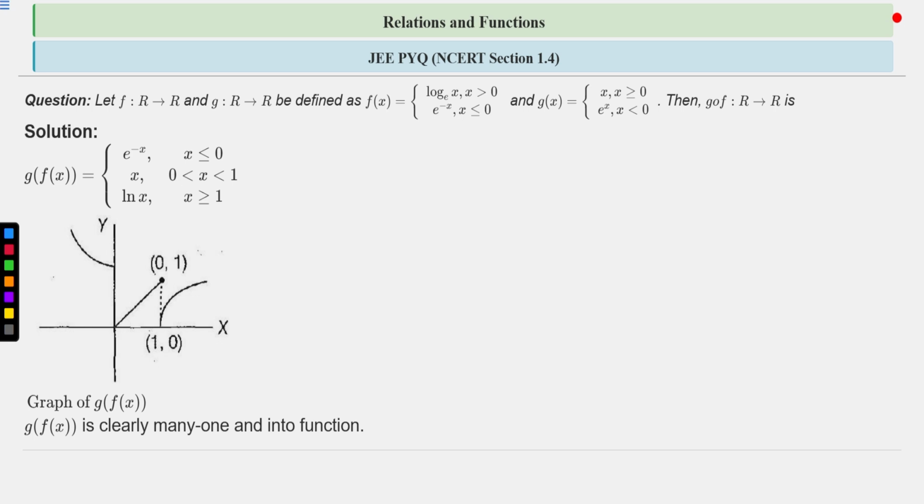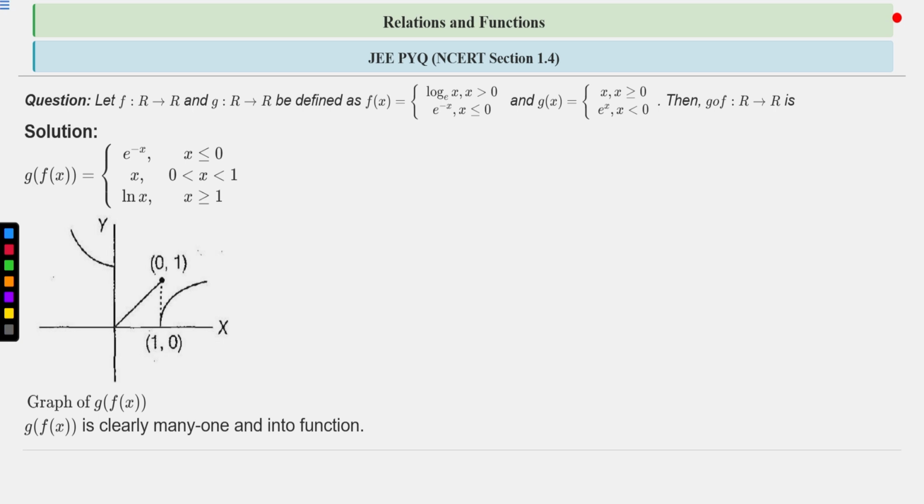Clear? Codomain is defined as all real values, and it is not equal to range. So you can easily say that f(x) will never be less than 0, right? f(x) will never be less than 0. Clear? So codomain is not equal to range, and hence the function is not onto as well. So the function is clearly many-one and into.